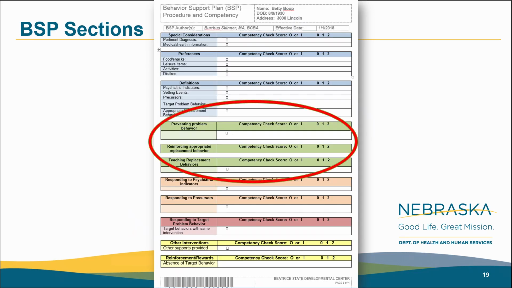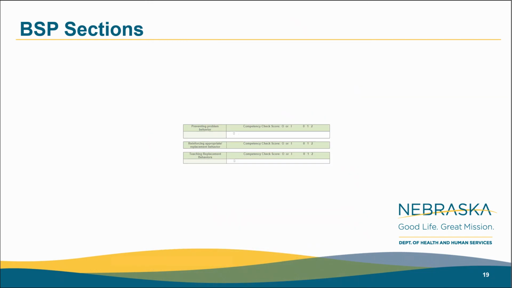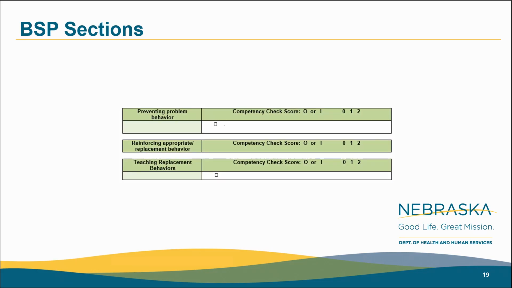The next section on the BSP describes some ways to prevent target behaviors from occurring. This section will also outline specific reinforcement that has been added to the BSP to encourage appropriate behaviors, as well as detailing specific ways to teach appropriate or replacement behaviors. Some of the strategies you'll see in this section may be familiar to you from the antecedent interventions and positive behavior supports training you have already received.